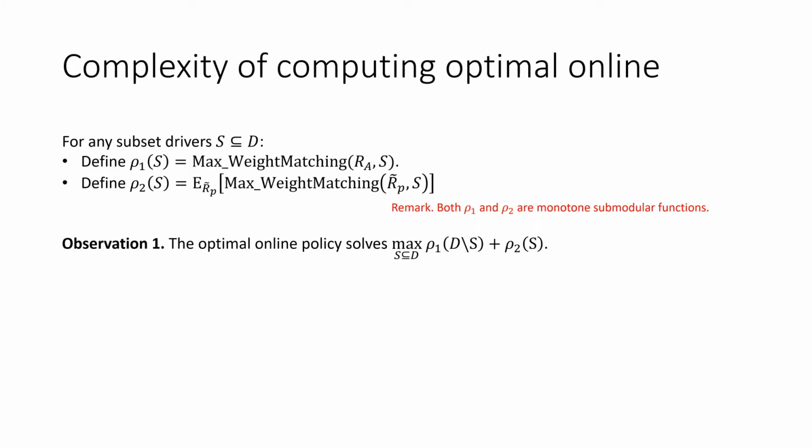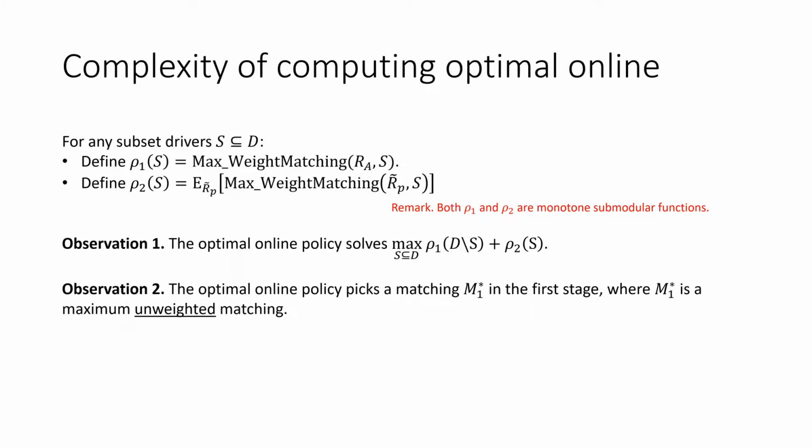First, as we mentioned before, the optimal online policy basically needs to solve the following problem. It needs to partition the driver set into S and D minus S. And we try to find the max weighted matching between RA and D minus S, and the max weighted matching between RP tilde and S.